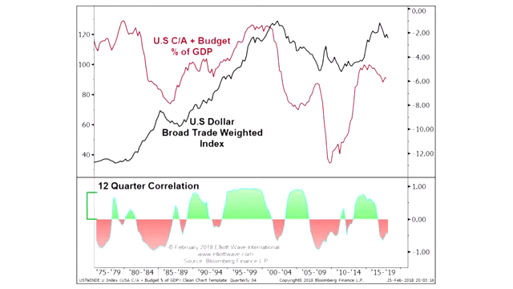Green is when the twin deficits and the dollar trend move in the same direction. Red is when they move in opposite directions. And put simply, there's no relationship. The correlations are random overlap. It doesn't support the notion of twin deficits making the dollar weaker.